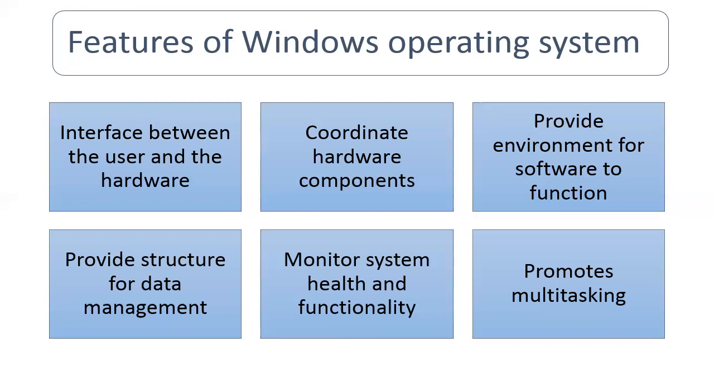Next, monitor system health and functionality. The OS monitors the health of a system's hardware, giving us an idea of how well or not it's performing. We can see how busy our CPU is, or how quickly our hard drives retrieve data, or how much data our network card is sending, etc.